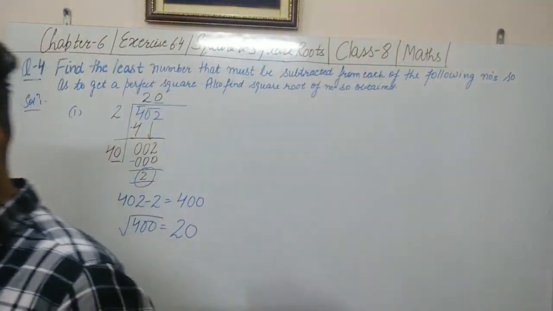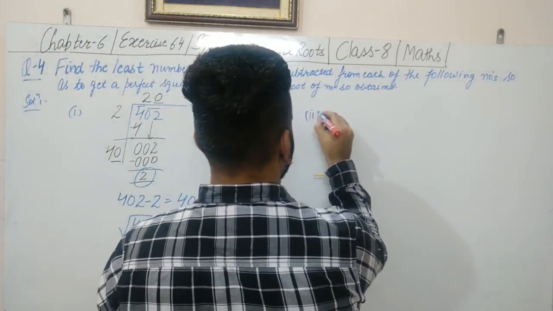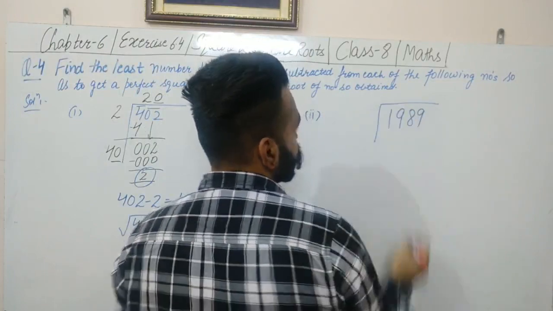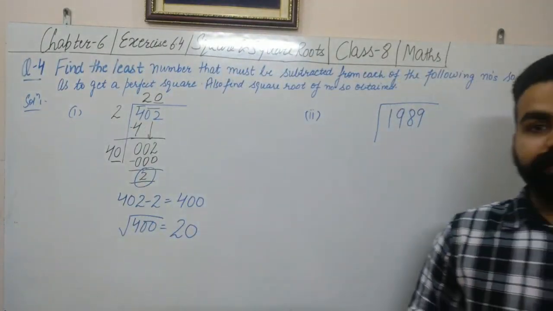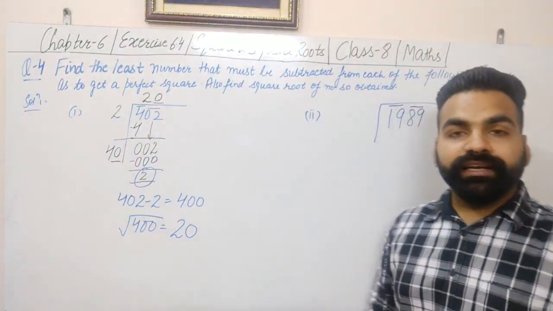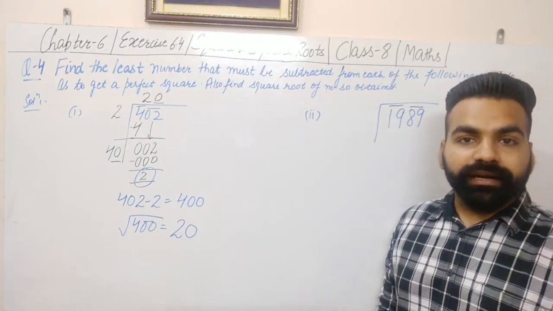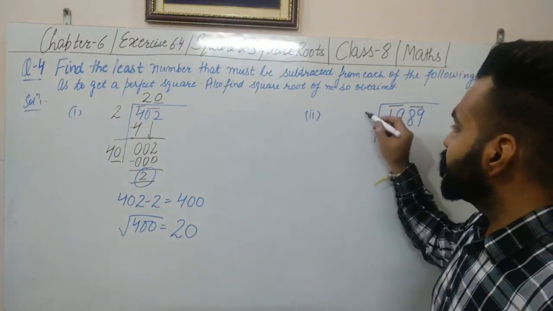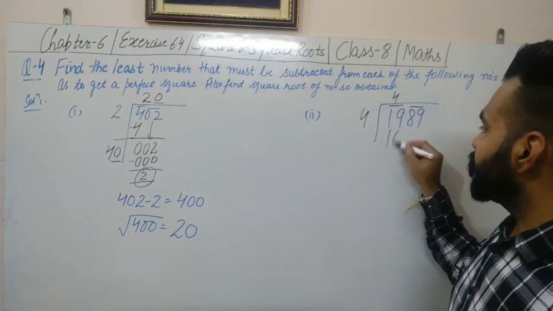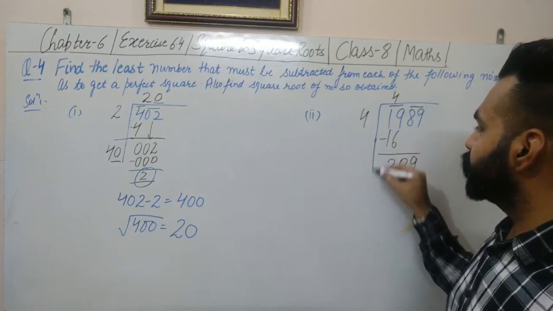So the next question is 1989. Again the first step is to make pairs. The first pair is 89, the second is 19. 19 is not a perfect square, so we think of a number less than 19 which is a perfect square, which is 16. 16 can be written as 4 into 4. So 16 subtracted, this will be equal to 389.